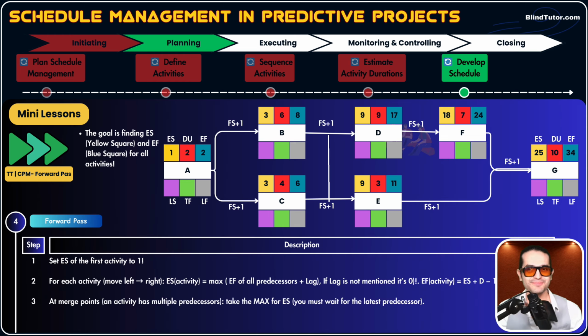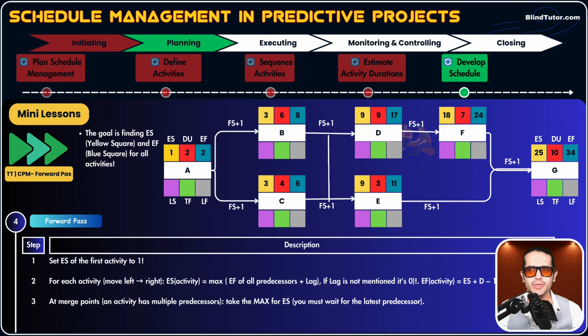Isn't that beautiful? Let's calculate the ES and EF of activity G. How many predecessors does activity G have? 2, guys. F is connected to G. E is also connected to G. Okay, so to calculate ES of activity G, ES equals the maximum EF of all predecessors. What's the maximum EF? 11 or 24. 24 is greater than 11, so 24 is the maximum EF.